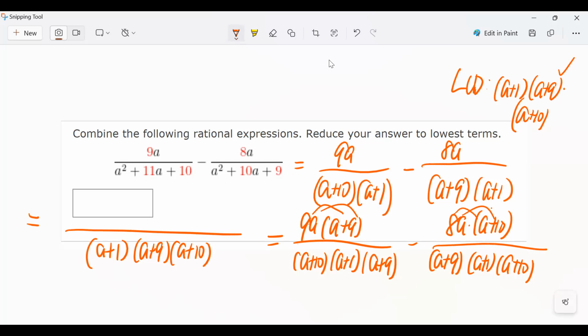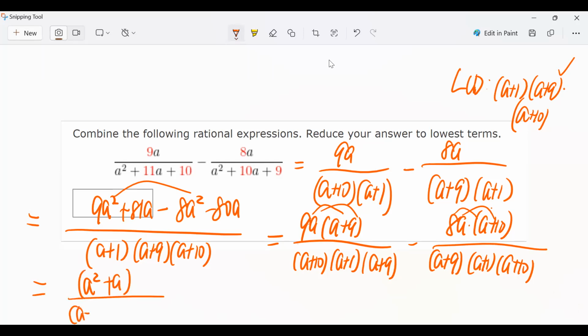Now the first part on top is 9a squared, adding 81a. The other one is minus 8a squared and minus 88. Now we simplify, right? We're going to get a squared adding 8. The denominator is a plus 1, a plus 9, a plus 10. And we still have to factor the top.